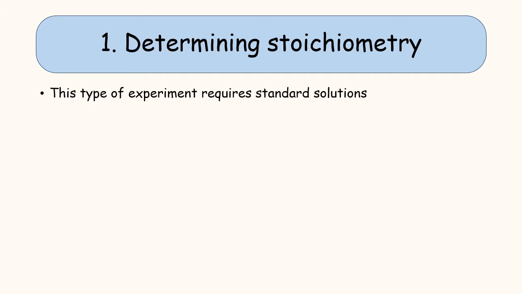So this type of experiment is interesting because both solutions, the ligand solution and the metal solution, need to be standard. You need to know their exact concentration. So the transition metal ion solution has to be a standard solution, and the ligand solution has to be a standard. These can either be primary or secondary standards.